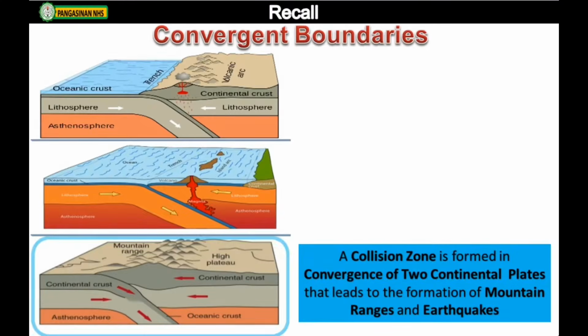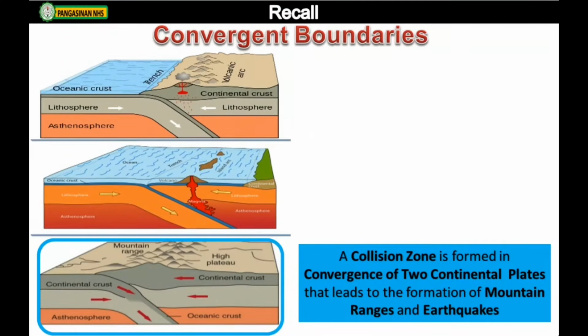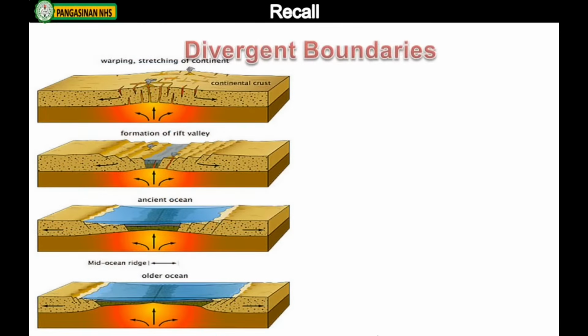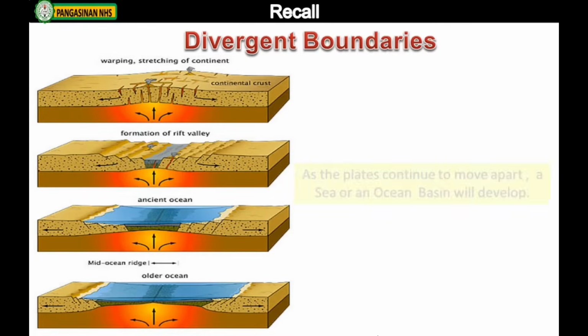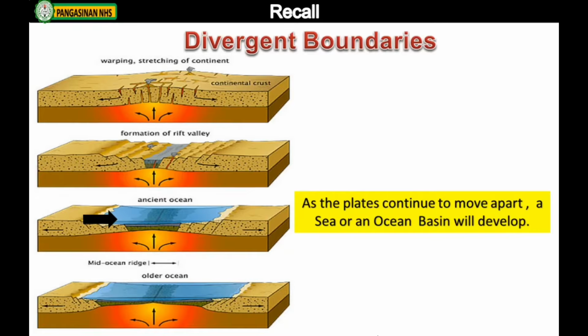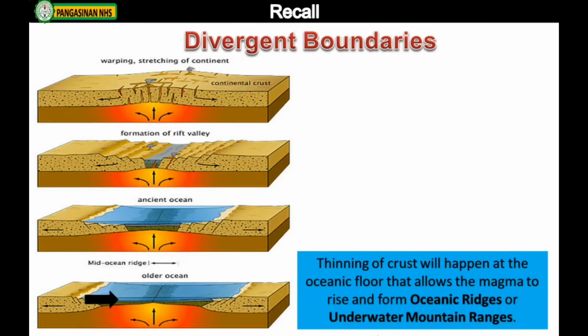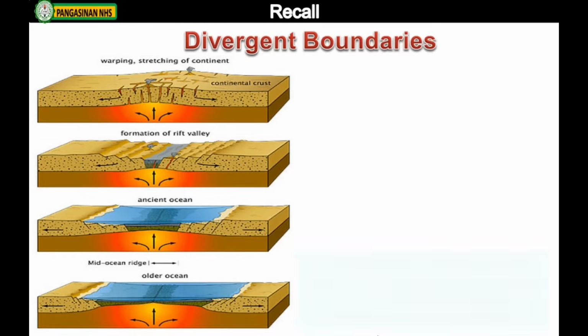A collision zone is formed in convergence of two continental plates that leads to the formation of mountain ranges and earthquakes. Divergent boundaries. If a continental plate starts to diverge, a rift valley will be formed. As the plates continue to move apart, a sea or an ocean basin will develop. Thinning of crust will happen at the oceanic floor that allows the magma to rise and form oceanic ridges or underwater mountain ranges. Shallow earthquakes are also formed.